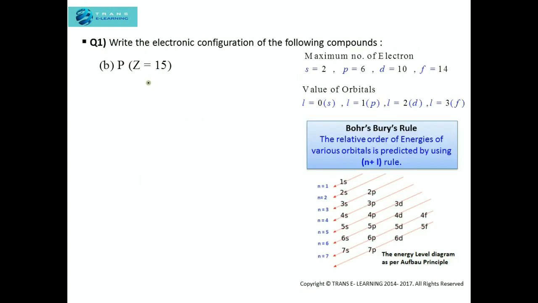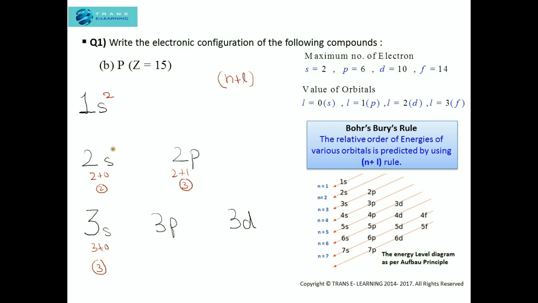Next, the electronic configuration of phosphorus with atomic number 15. Here, first of all, I will write the principal quantum numbers. Then I will write the orbitals, and now I will fill up the electrons as per the n plus l rule. Out of 2s and 2p, I will fill 2s first, and out of 2p and 3s, I will fill 2p first because it has lower principal quantum number. So this is 6 and this is 2. Now 3 more are left.